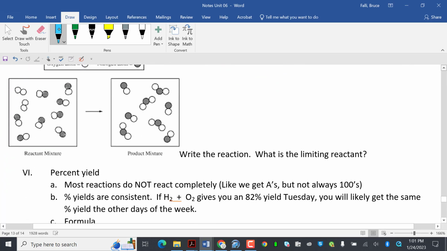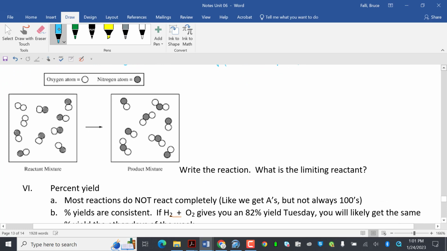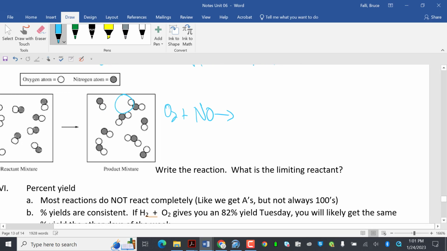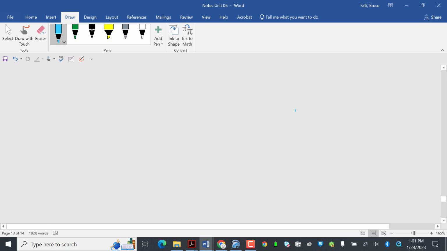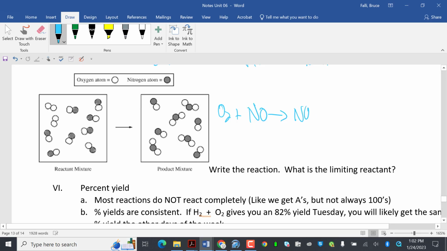Okay, write the reaction. What is the limiting reactant? So I've got oxygen, O2, plus nitrogen, oh, no I don't, plus NO, yields, I still have NO, that's just going to be leftovers. Oops, my screen moved. That's just going to be leftovers. What I'm going to be left with is NO2, right, NO2, and then leftovers, okay? Write the reaction. What is the limiting reactant? So this guy I have left over. I'm all out of O2s. Limiting reactant is O2.